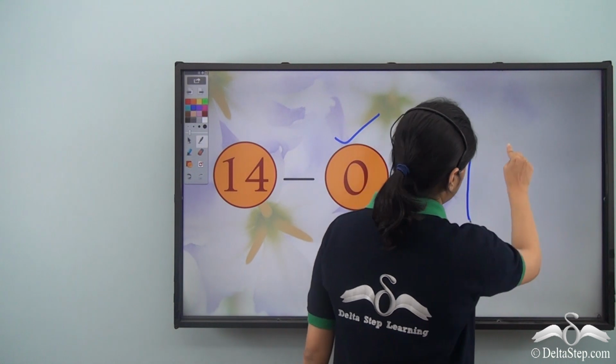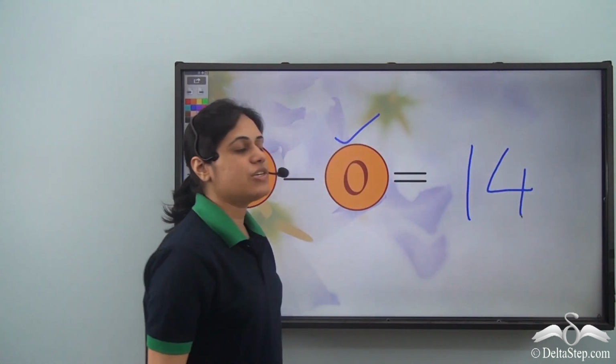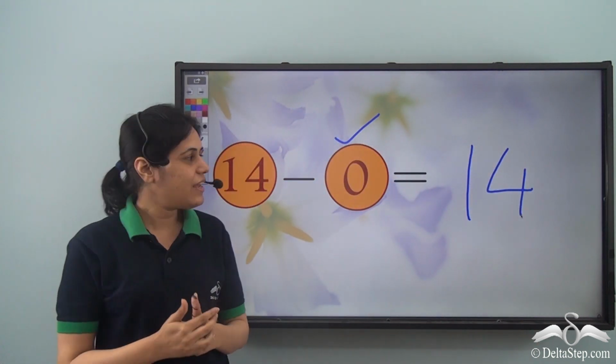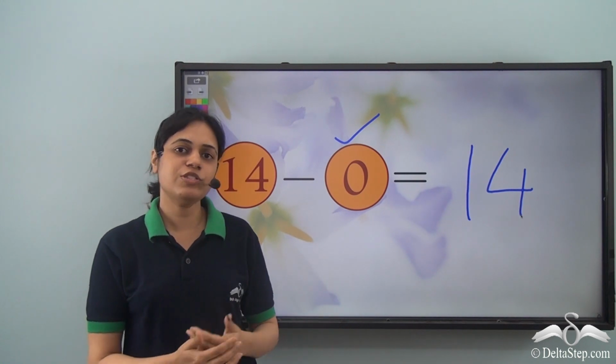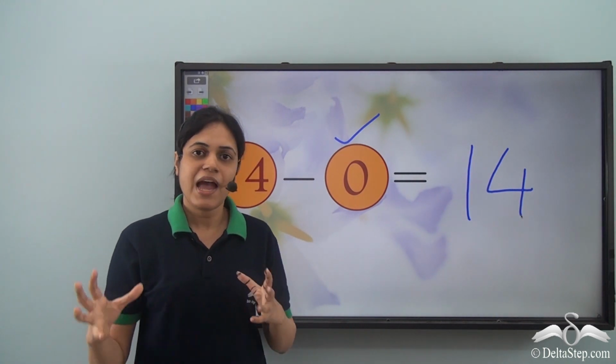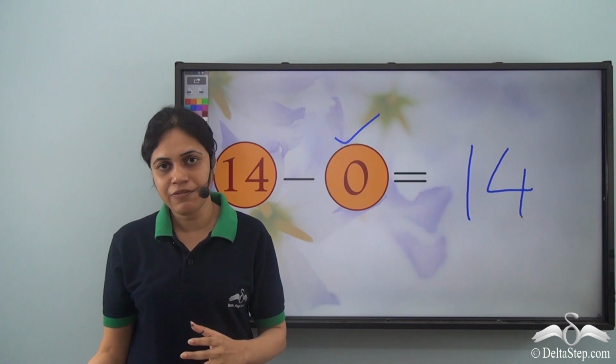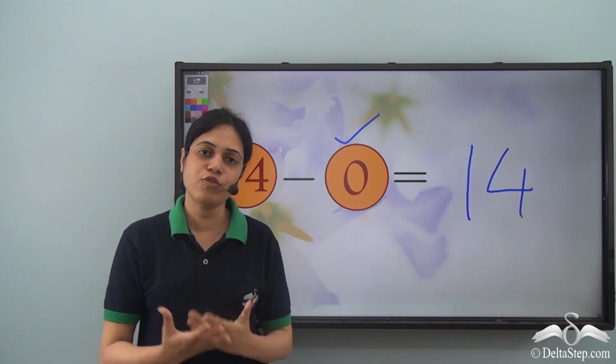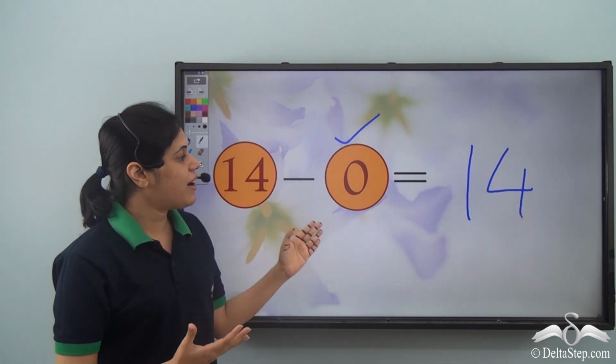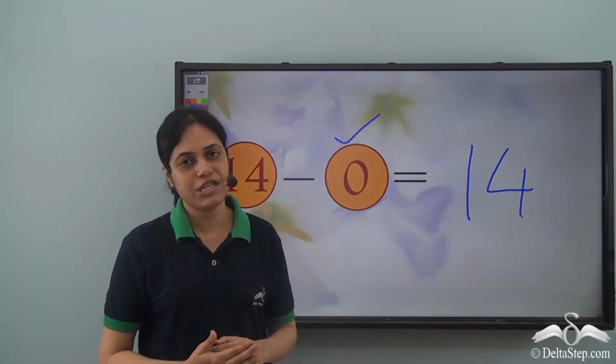So the answer is 14. And it is quite obvious because if you have 14 of something and you take away nothing from it, you will be left with 14. So 14 minus 0 gives us 14.